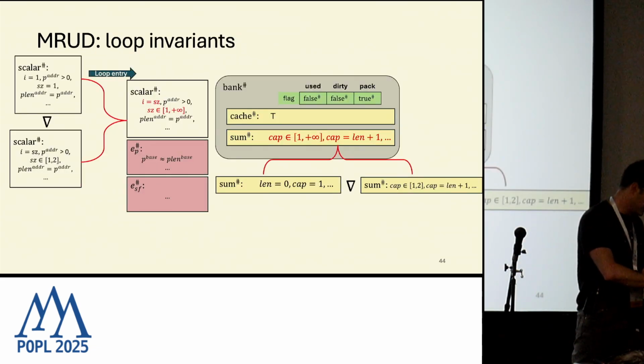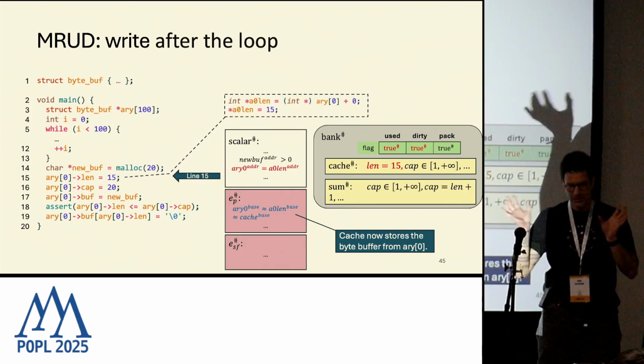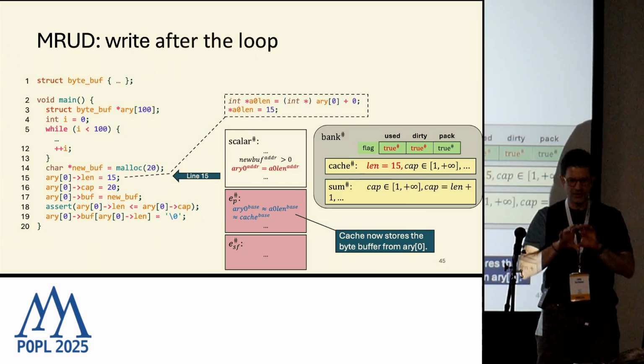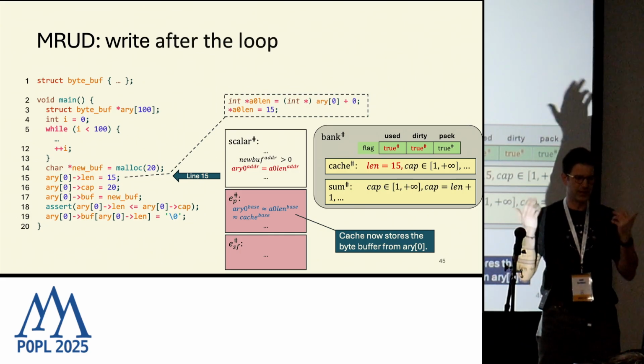And OK, so this gives you the invariant. And then if we want to do a write after the loop, you can see what's going to happen. It's the same thing. We have this object invariant in the summary. We bring it in. We modify the loop element. We know that the object in the cache is the one we're accessing. We do strong updates. And then when we're done, we get to keep the property.